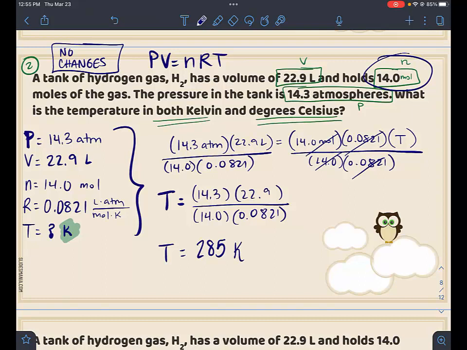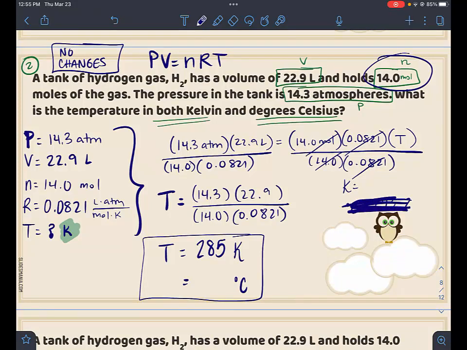We also want to give our answer in Celsius. Okay, this is our answer. We need it both ways. So to solve for degrees Celsius, it's Kelvin equals degrees Celsius plus 273. So Celsius is Kelvin minus 273. So I'm going to subtract 273 here. 285 minus 273 gives me 12. So 12 degrees Celsius. All right, so that is my answer.